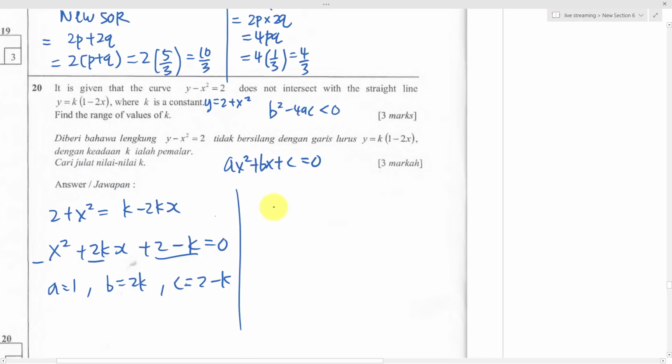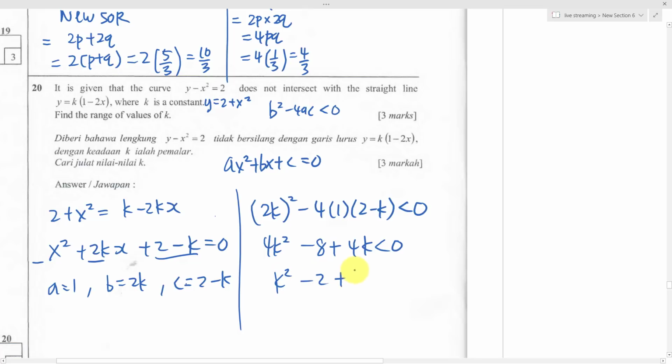Then I substitute into b squared minus 4ac less than 0. So 4k squared minus 4 times (2 minus k), which gives plus 4k, less than 0. I divide the whole equation by 4, so k squared plus k minus 2 is less than 0. I hope we can factorize. It is 2 and 1, positive and negative.